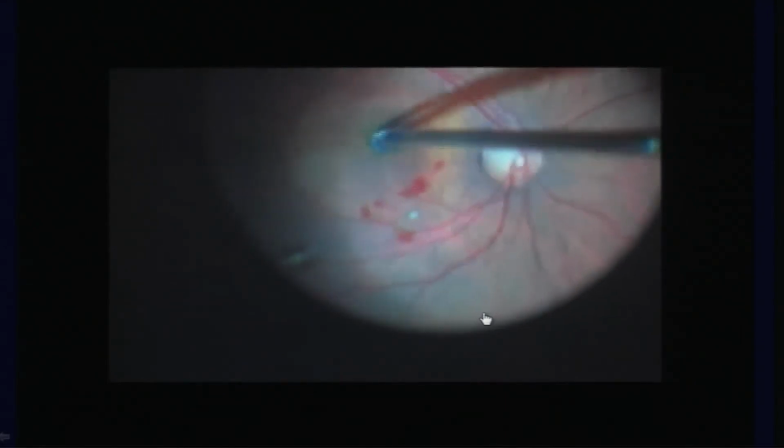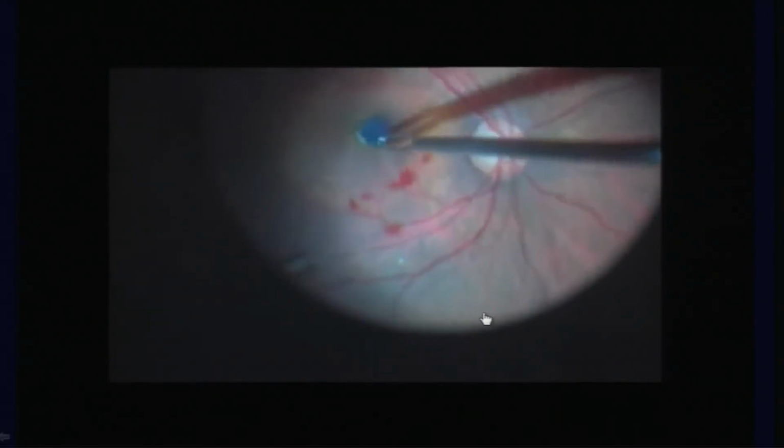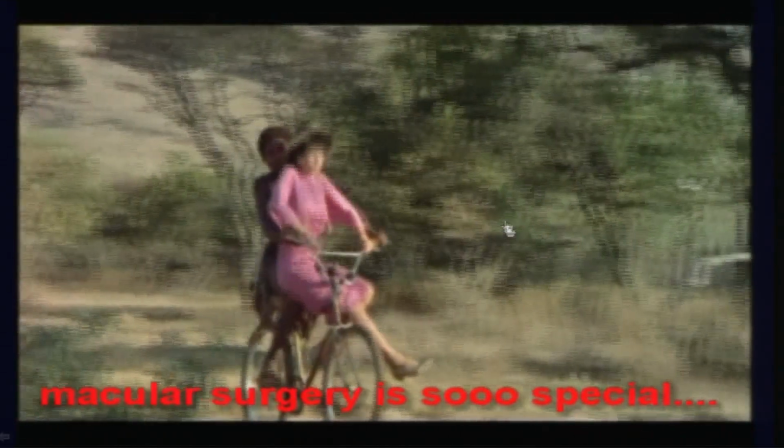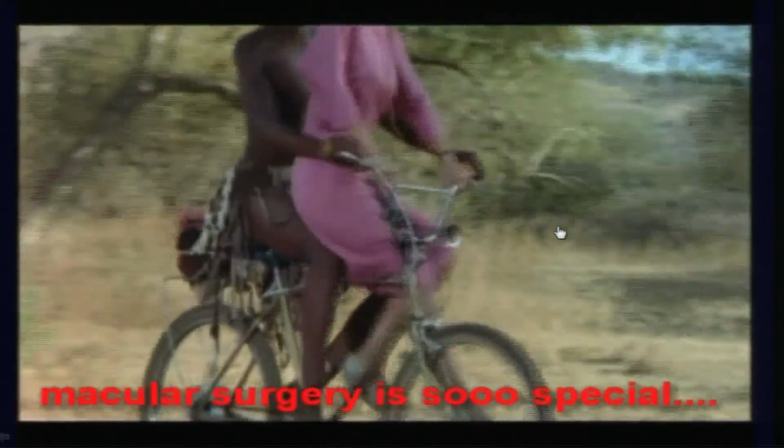Care should be taken while you are doing an air fluid exchange, because when you are doing an air fluid exchange, this can dislocate. So you initially keep your silicone tip away from that central area, fill in air, and then somewhere in the nasal area undo. So macular surgery is always so special.